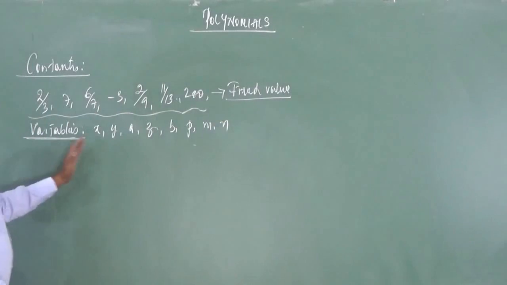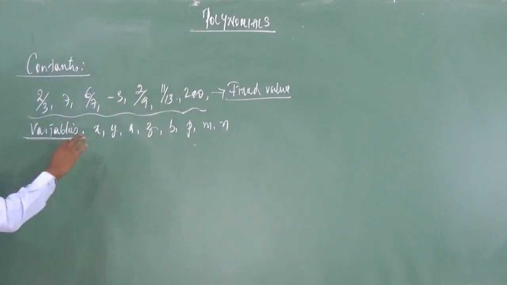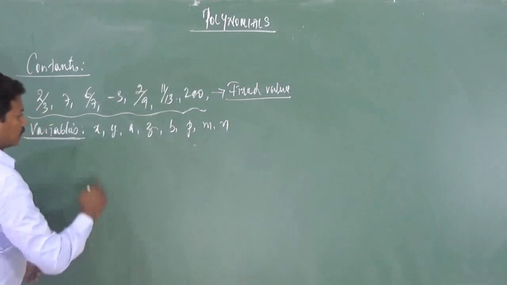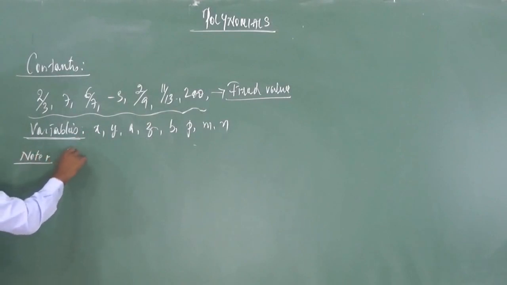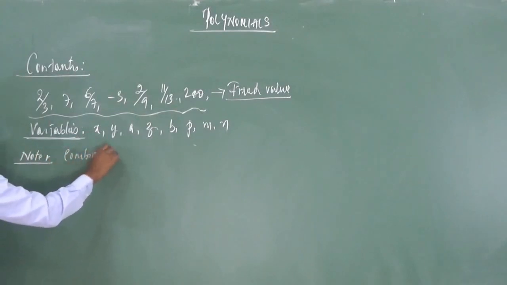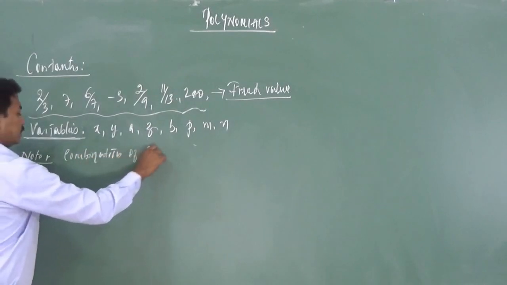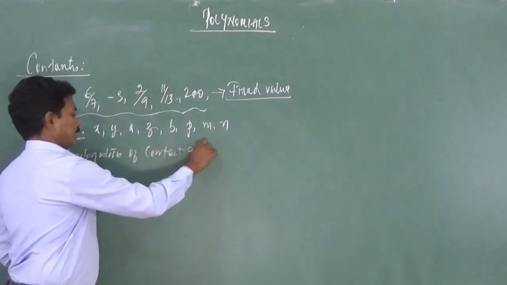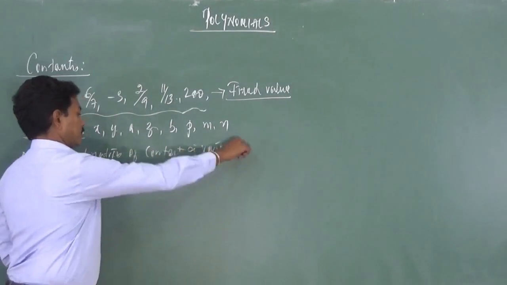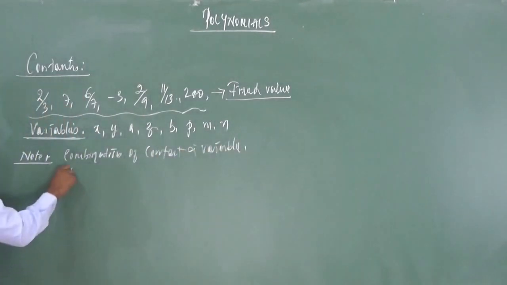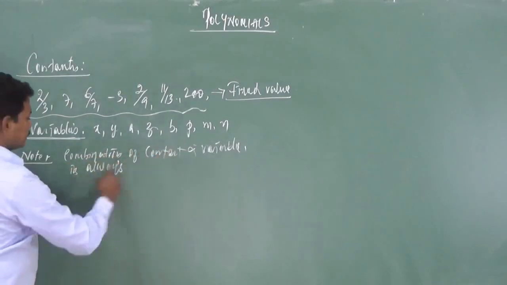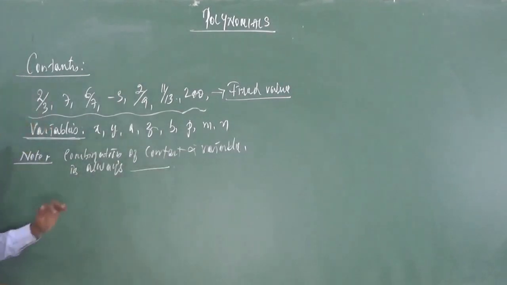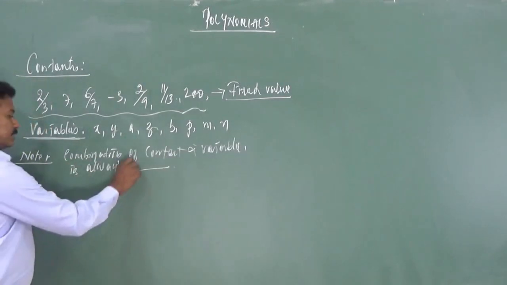So what are variables? They are the terms which do not have a fixed value, and take the value that we assign to them. So here a note is there. Combination of a constant and a variable is always, I hope you can guess the answer here. Combination of a constant and a variable is always dash. So is that a constant or a variable? So it's a variable.